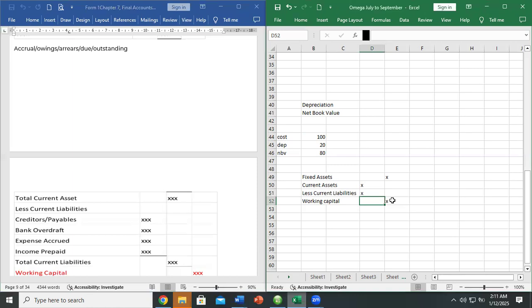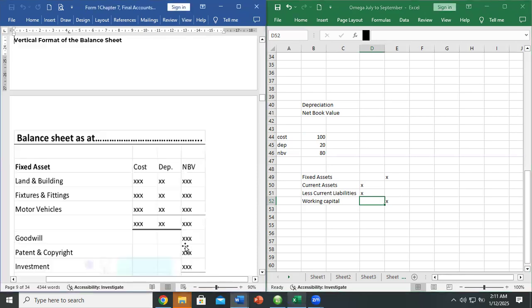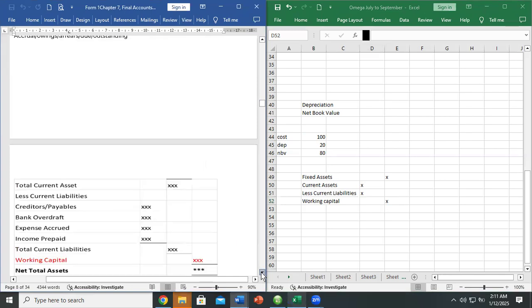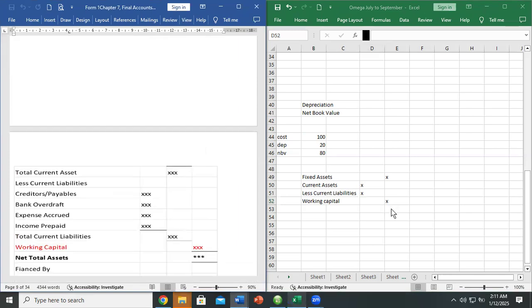So when you get the working capital, it's added to the fixed asset. Please take note of what you see on my screen. You see that red working capital will be added to the total we had from the fixed asset, and those two figures will give you what we call net total assets. And that will be the first section of your balance sheet.